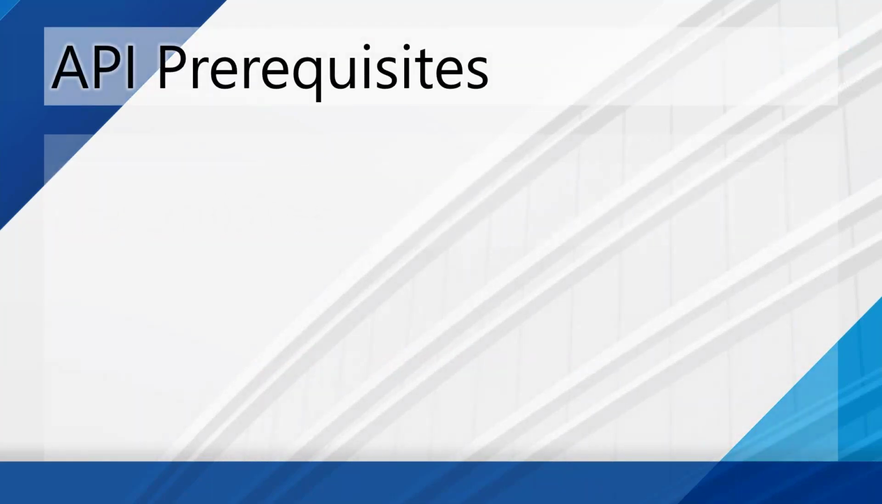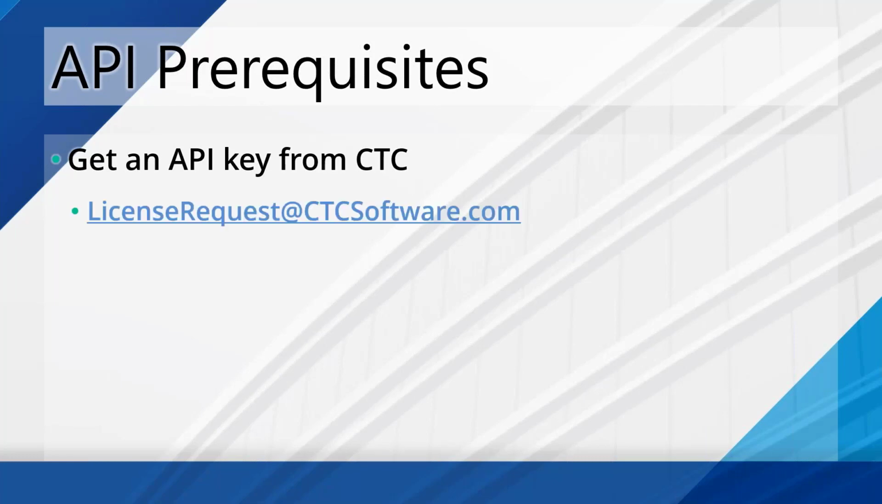So prerequisites. Part 1, you need to get a reporting API key from CTC. If you don't have the API key, you can't interact with the CTC API. It requires having that. It doesn't cost you anything. You just have to be a CTC customer, and we'll give you an API key just to make sure that you have a secure key to work with. The way that you get that is you reach out to licenserequest@ctcsoftware.com. Email them, say you want a reporting API key. They'll send you one back, typically in a few minutes.